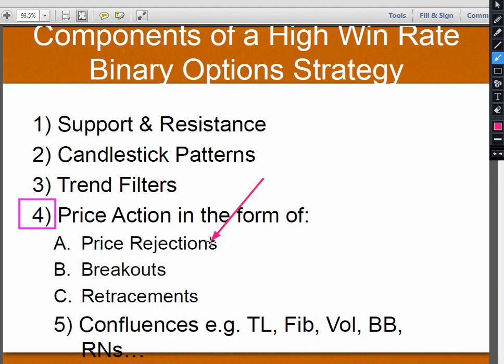Number one, price rejection. Was the support level rejected? Okay, to confirm that buyers are there. Number two, was there a breakout of the level? Because if price breaks the level, then you might consider whether it's a fake out or a true breakout, and then you decide accordingly.